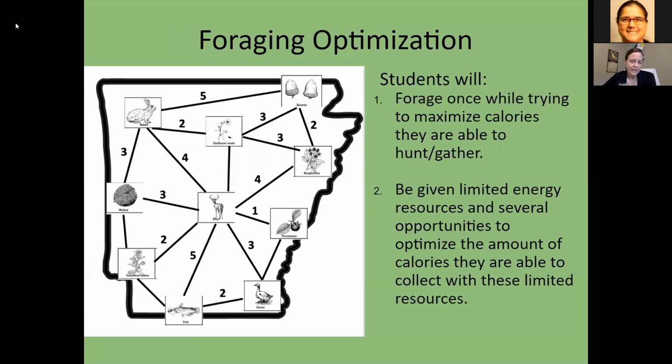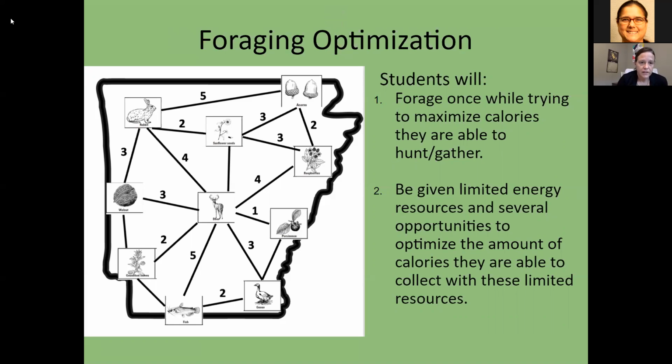So during the actual activity, students will go through 2 rounds of foraging on their worksheets. Each of them will be provided with a worksheet that looks like the image pictured here, which is a map of Arkansas with food resources distributed throughout the state. Each food resource is linked to several others with a line that has a point value associated with it. Those point values are arbitrary energy units based on the distance that they would have to travel to get from food resource to food resource.